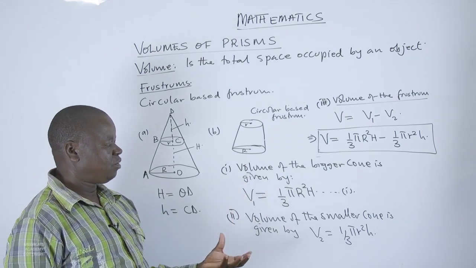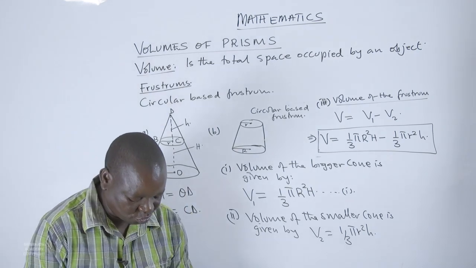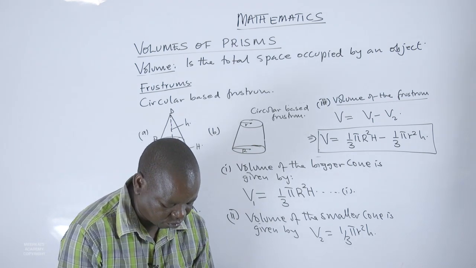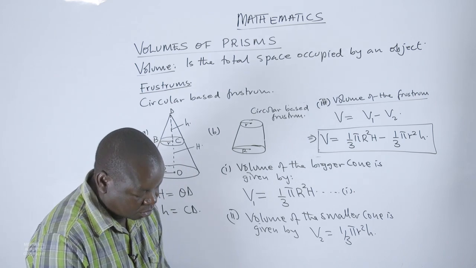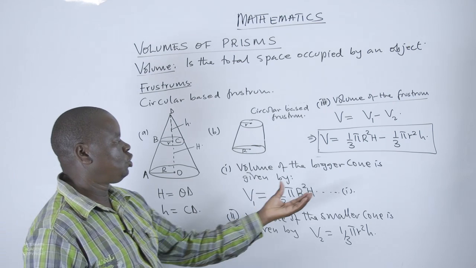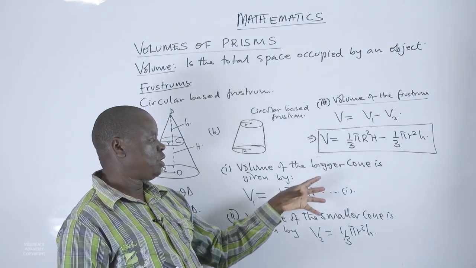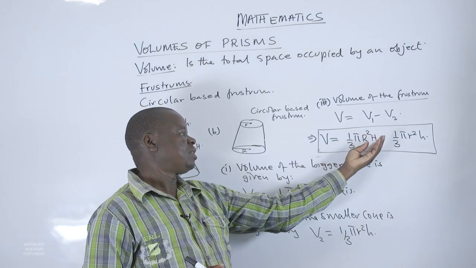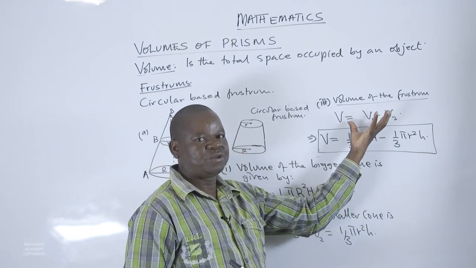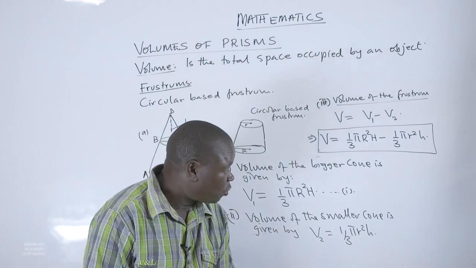Once we know that, we can substitute for those values in the equation given, and we calculate the volume of the frustum. Mathematically, we are also allowed to do factorization, but the simplest approach is, first of all, to work out this independently, work out that independently, then do the final subtraction, which will be very easy. So let's look at an example.